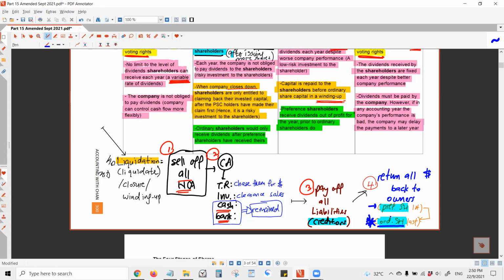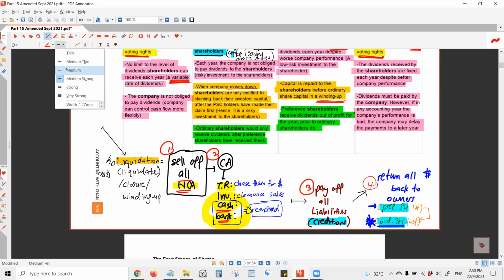You have heard of people buying shares and then they lost all their money? Yes, right. This is what happened. The company closes down and some ordinary shareholders don't get back their money. So once again, it depends on how much money you can generate from selling off your NCA, from chasing trade receivable and doing clearance sales. It depends on how much you have in cash and bank. Pay off creditors first, then preference shareholders, then ordinary shareholders. That's the sequence of priority.